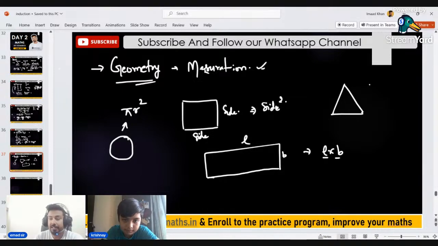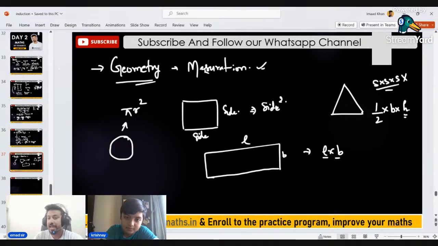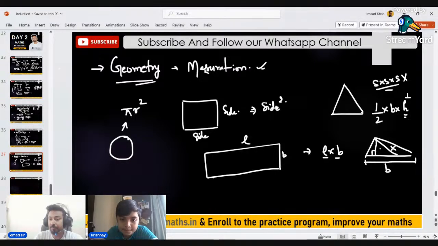And the area of a triangle? Side into side into side? This is something new. This is not the area of the triangle. Area of a triangle is half base into height, and this height is the perpendicular height. It means if this is a triangle, then this slanted side is not the height, only the perpendicular height, which is 90 degrees. And the base is the base we are talking about.